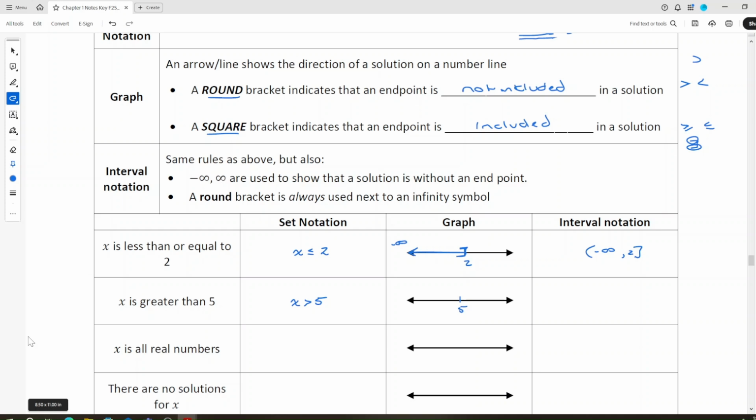So x is greater than 5. These are the numbers that are greater. So greater is always to the right, less is always to the left. And because I can't be equal to, I'm going to use a round bracket.